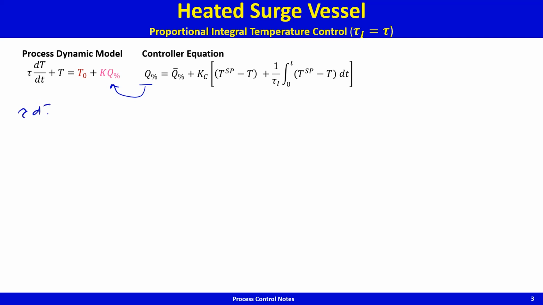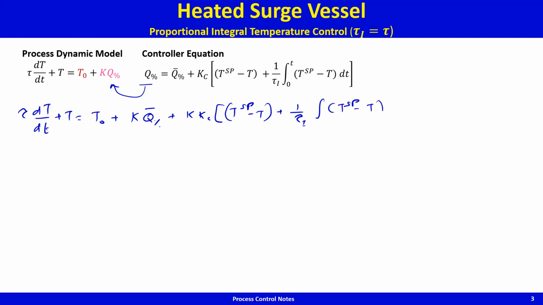tau dT/dt plus T is equal to T naught plus K times Q steady state plus Kc times (T set point minus T plus 1 by tau I integral of (T set point minus T) dt).